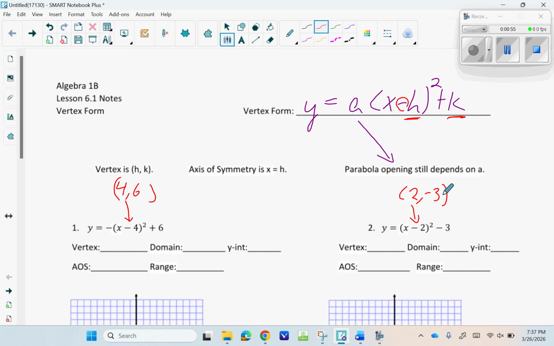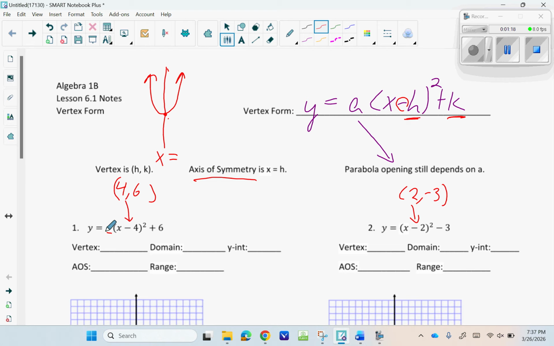We are also going to talk about this thing called the axis of symmetry. When you have a parabola, the axis of symmetry is going to cut that parabola in half, and it's always a line. So think about x equals whatever. That's a vertical line. Okay, so let's go ahead and get started.